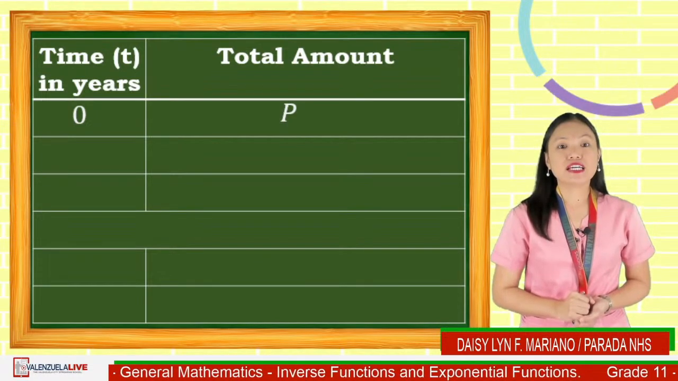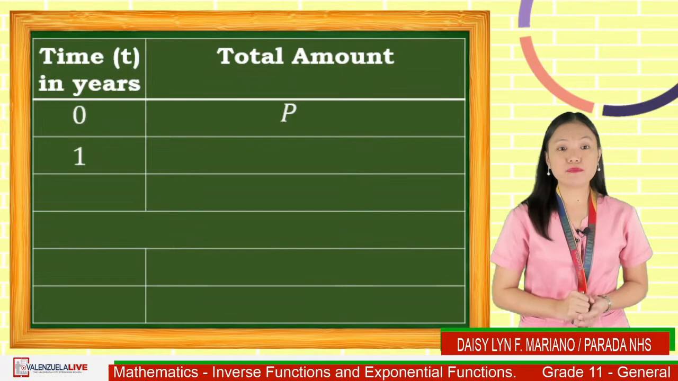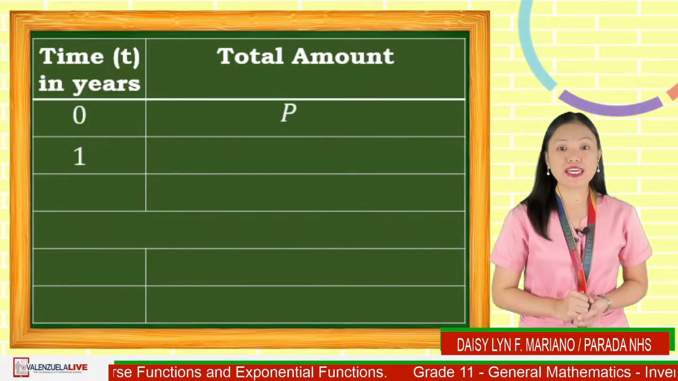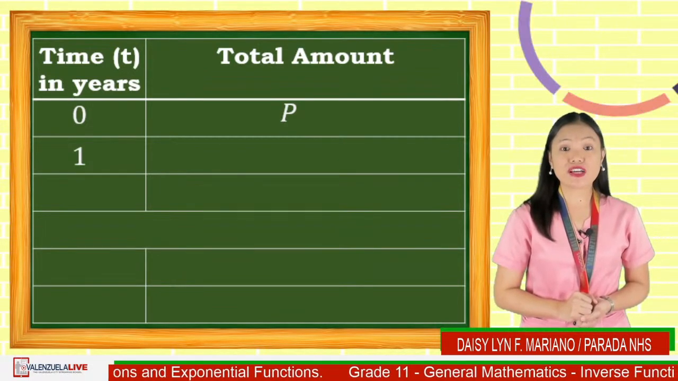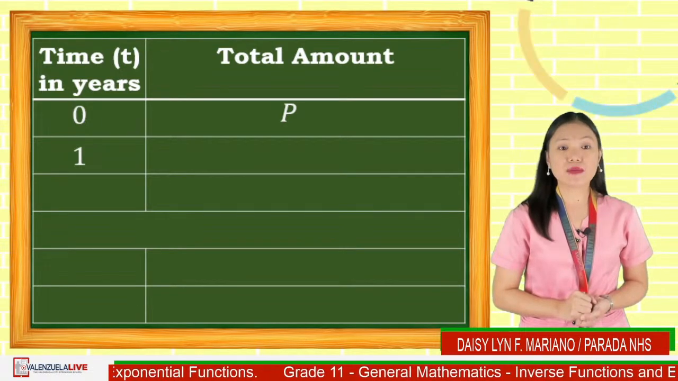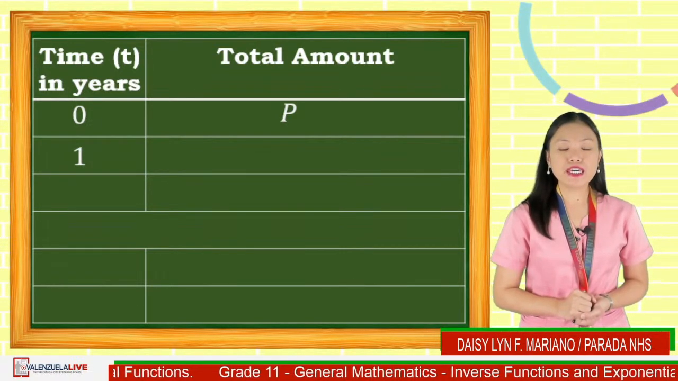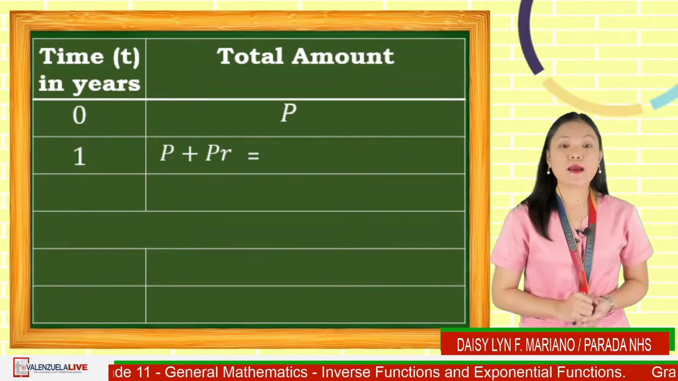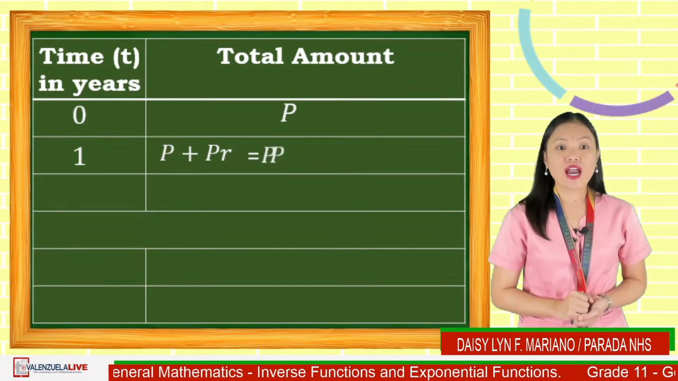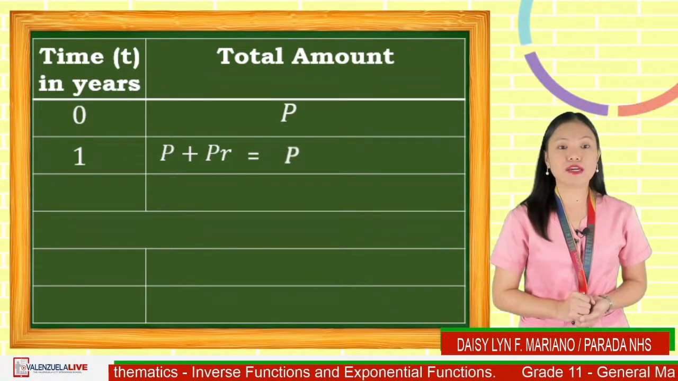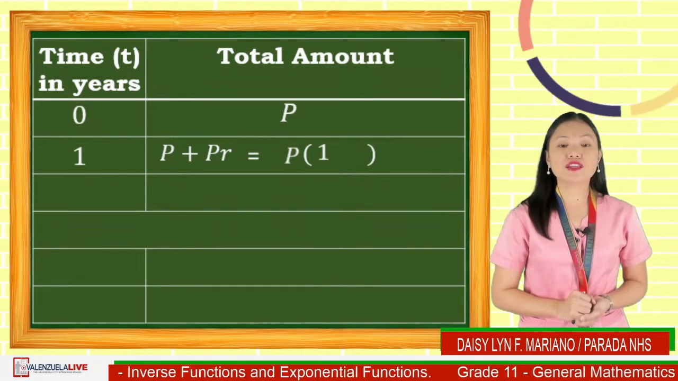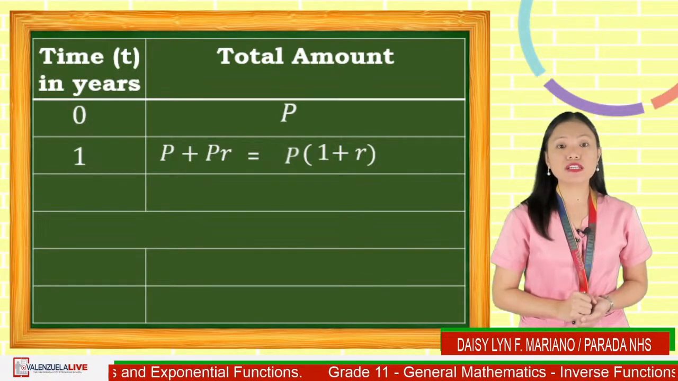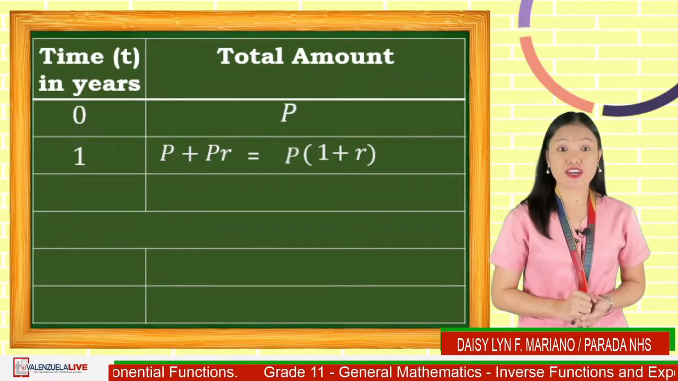After a year, the money that she initially invested, denoted by P, will earn interest. And that interest is computed by multiplying the principal by the rate of interest, which is denoted by P times r, or Pr. The P plus Pr is equivalent to its factored form, that is, P is a common factor. And the other factor is P divided by P is 1, and Pr divided by P is r. So, we have P times the quantity 1 plus r as the amount of money after a year.